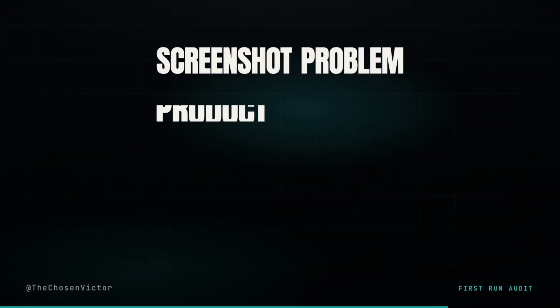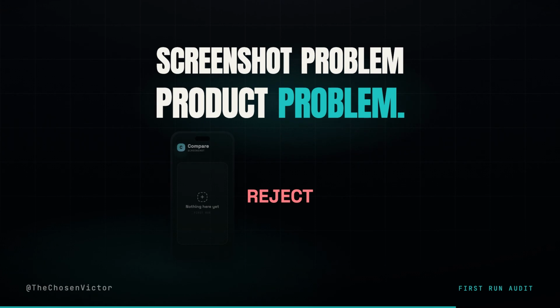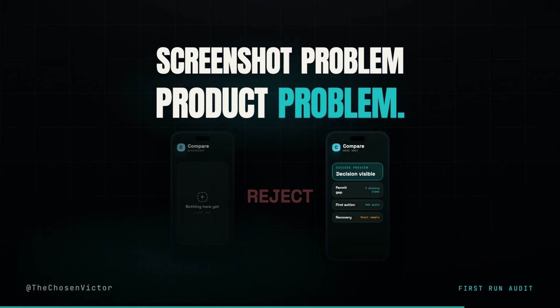This also changes your marketing. If your app only looks useful after you seed fake data, your product screenshots are warning you. The screenshot problem is usually the onboarding problem. The onboarding problem is usually the product problem. Fix the first run and the app starts feeling alive before the user trusts you.